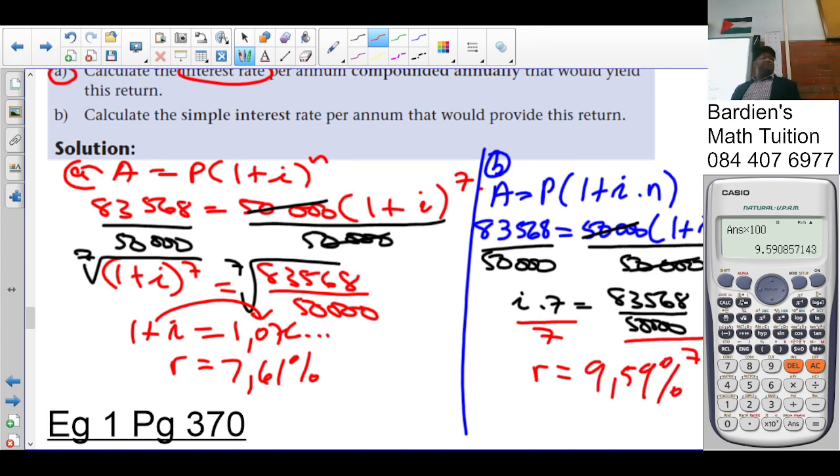Any confusion here? No. At this point you should be able to answer exercise 11.2.